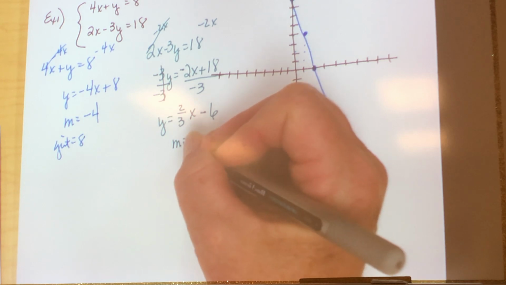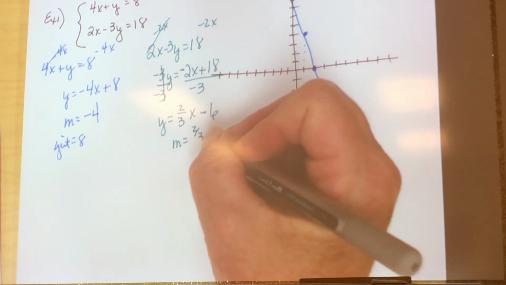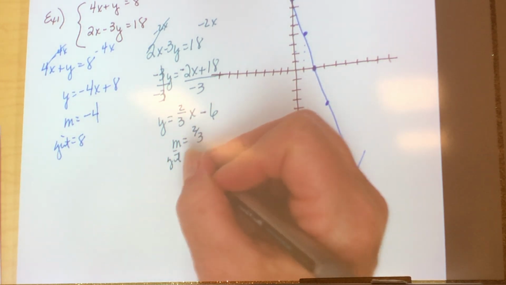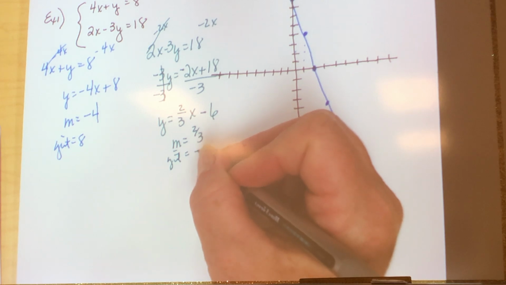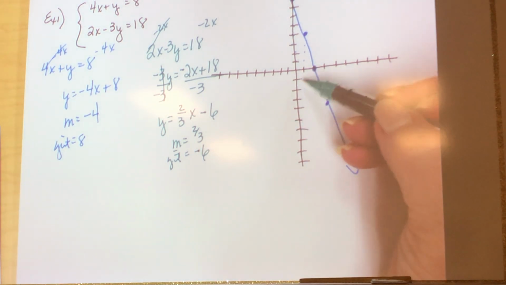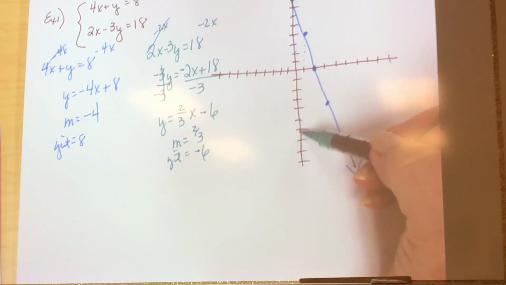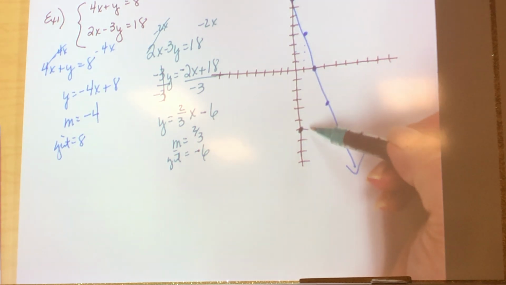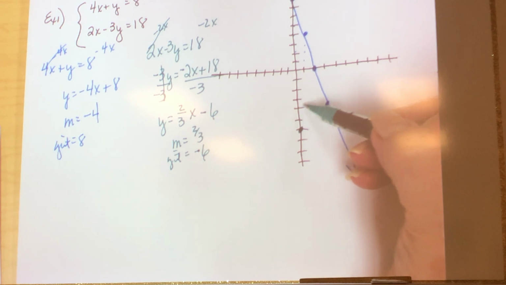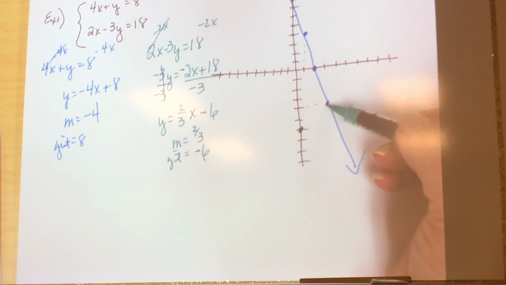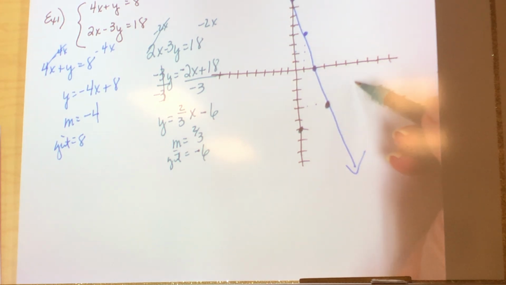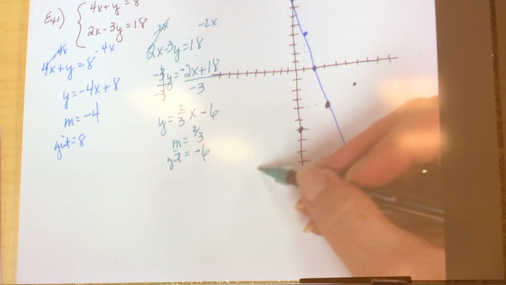What's my slope? 2 over 3. What's my y-intercept? Negative 6. So I go down to negative 6: 1, 2, 3, 4, 5, 6. And I use my slope, which is 2/3. So I go up 2 and over 1, 2, 3. Look at there. That's perfect. Up 2 and over 1, 2, 3. So here is my line.